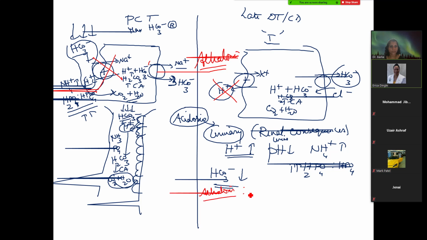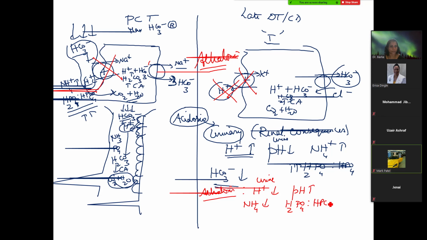So what are the renal consequences in alkalosis? Since H plus is not being excreted, what will happen to the urinary H plus? It will decrease. I'm asking about urine, so urinary H plus will decrease. That's why pH will be alkaline. What will happen to ammonium formation if the pumps are not working? It decreases. And the dihydrogen phosphate to hydrogen phosphate ratio? Decreases.